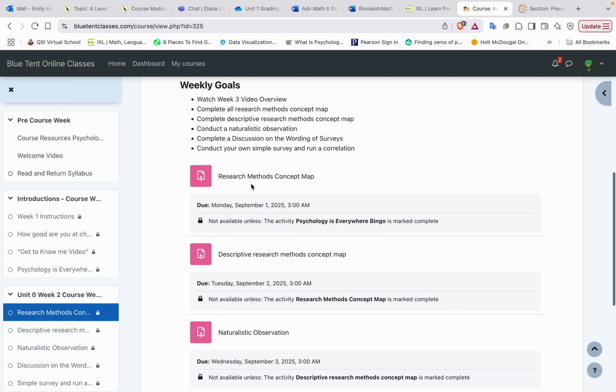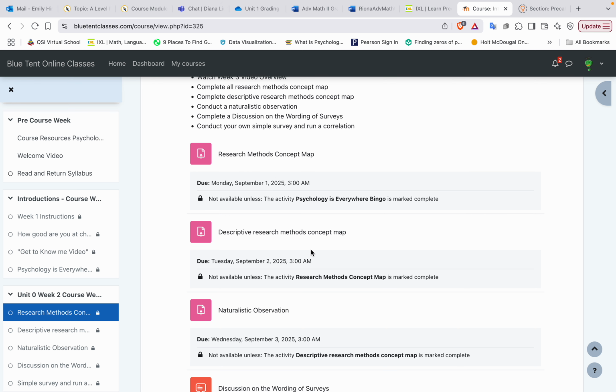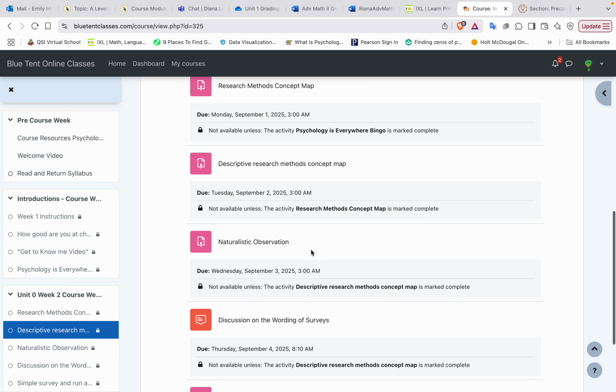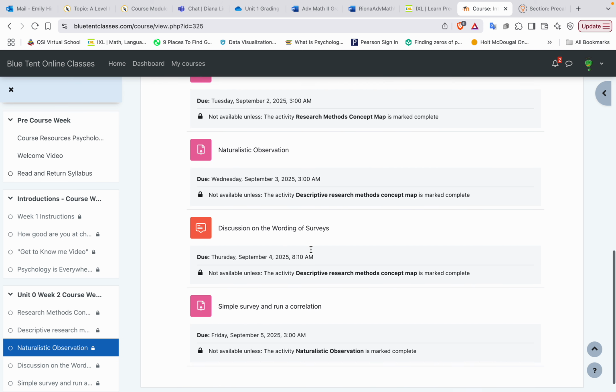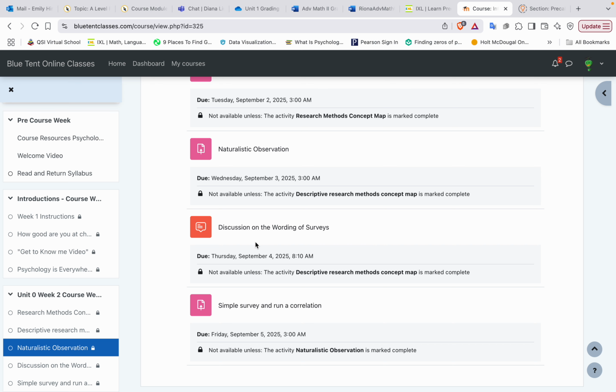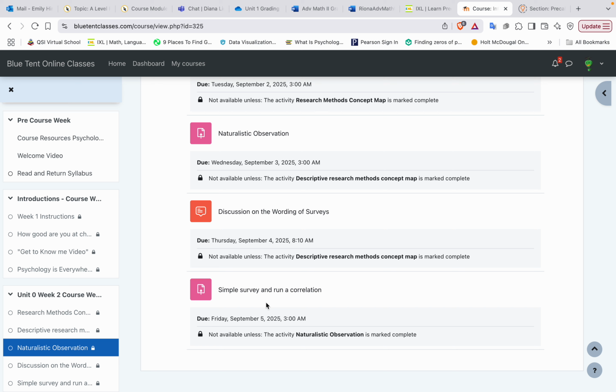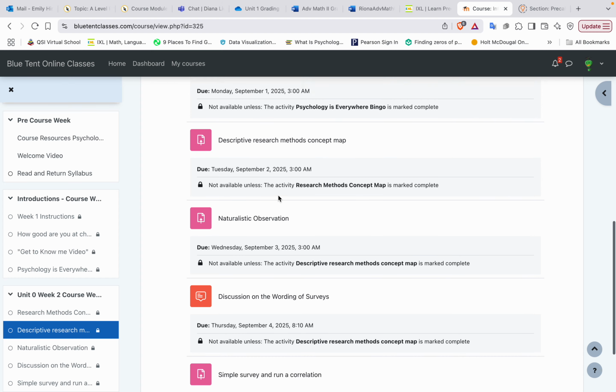And then you'll see one day you're going to do an overview concept map. One day you're going to focus just on descriptive research methods. You're going to get to do an observation, and I'm going to go over each of these assignments individually. There's a little discussion on how surveys are worded, and at the very end of the week you'll try to collect very simple data just so you can practice running a correlation. So this is what you'll see.